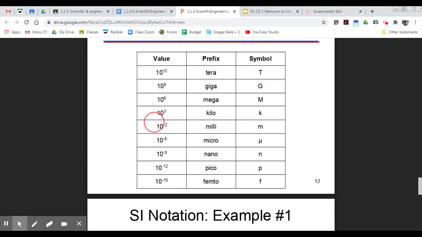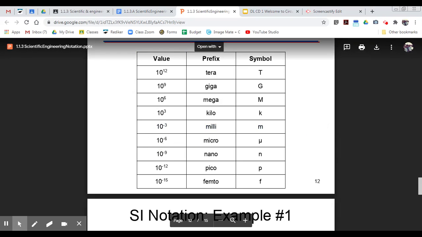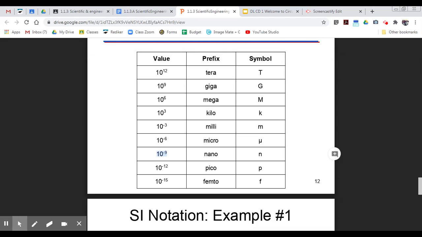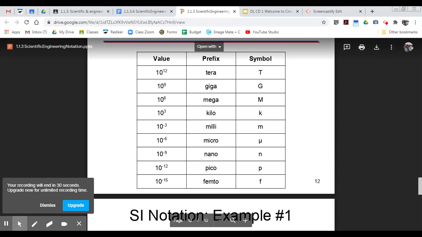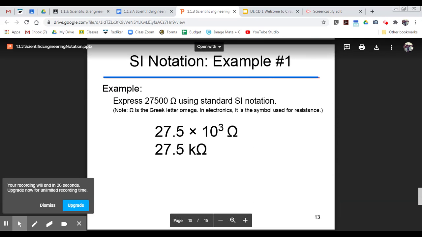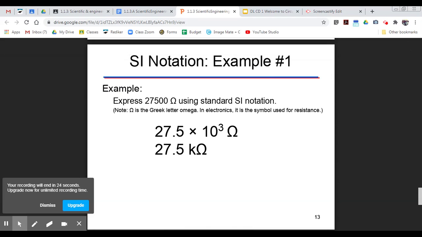When you're going smaller than meters, like to millimeters, you're going to be in 10 to the negative thirds, or micrometers or nano or whatever it is. If you're going units bigger than meters, for instance, you would be looking at kilometers or megameters or what have you. So our first example is 27.5 times 10 to the third ohms.